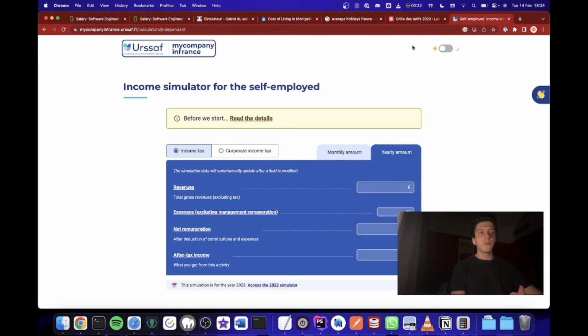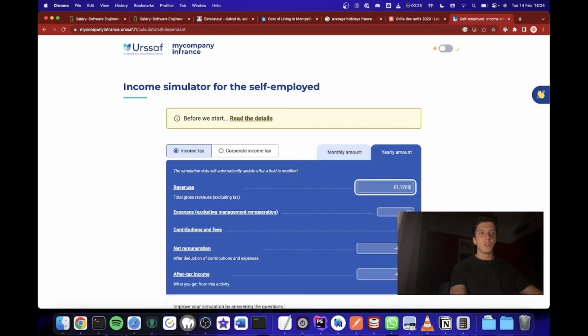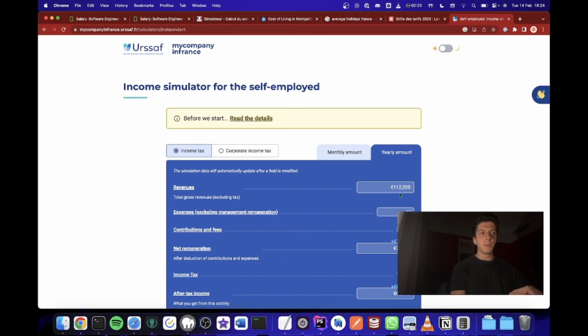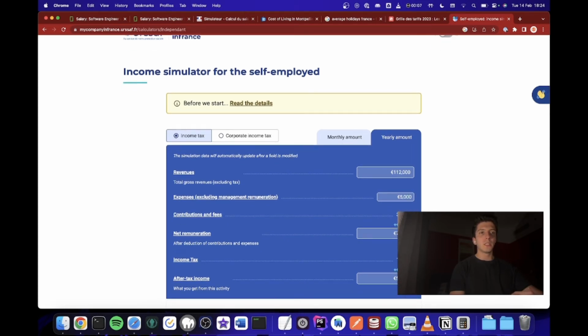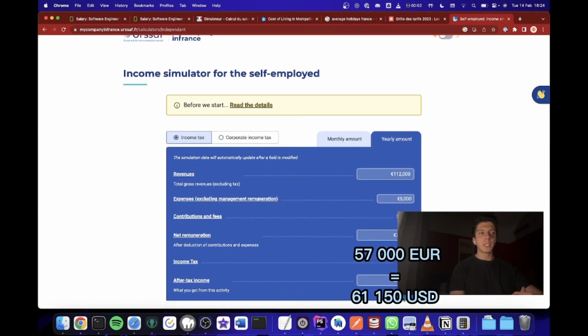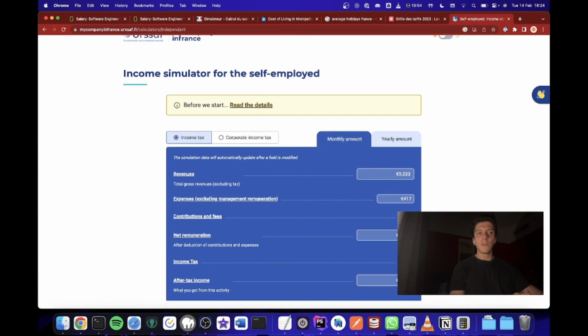But so if we make about 112,000 euro per year before taxes, let's say we don't have any expenses. Actually, you do, because if you're a freelance, you have to buy a new computer, a screen, things like this. We'll just have to remove this. And so after taxes, it will be about 57,000 euro per year, which is about 4,800 per month.